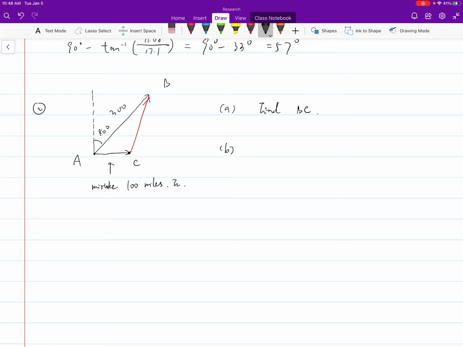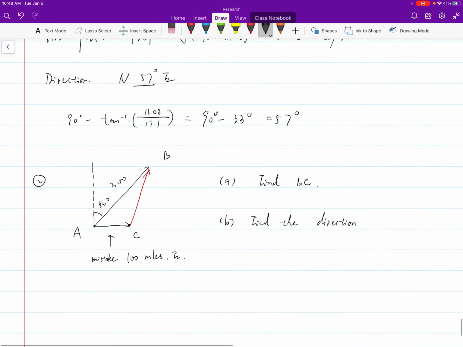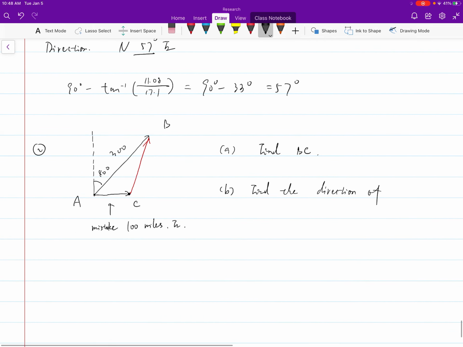Okay. And number B, which direction should I go? So find the direction, which is from C to B. Can you translate that into vectors? Yes. Find the direction of CB. Similarly, this one actually is the size of BC, or we can change it to be the size of CB, since we're going to do CB either way.